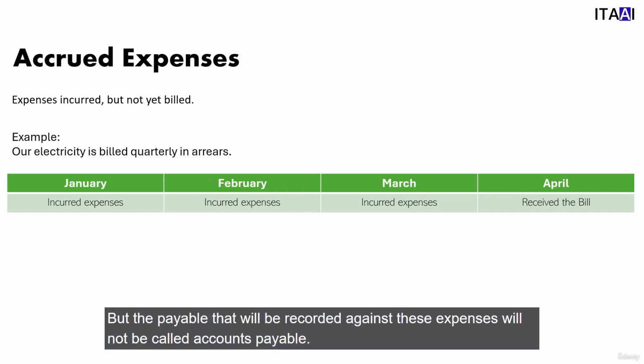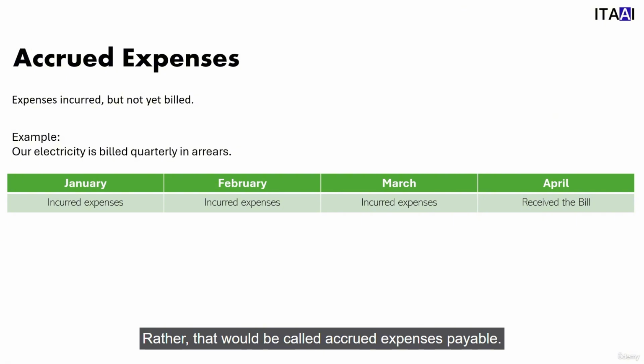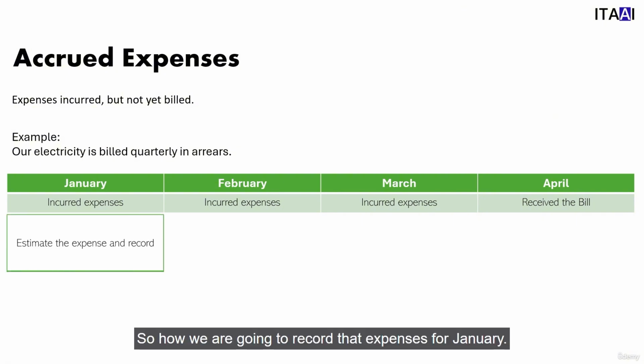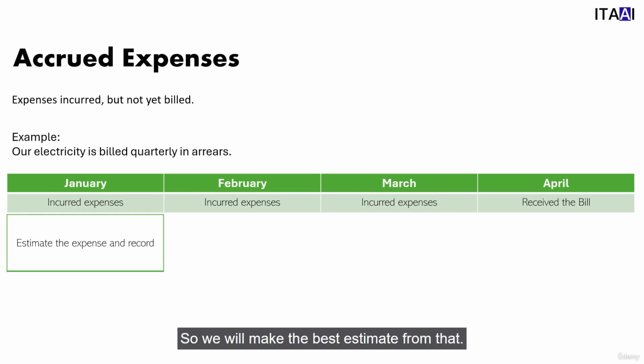But the payable that will be recorded against these expenses will not be called accounts payable, rather that would be called accrued expenses payable. So how are we going to record those expenses? For January, we will estimate the expense and record it, because in January we haven't received the bill yet, so we will make the best estimate.